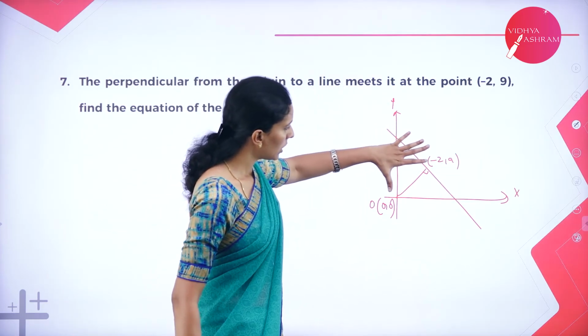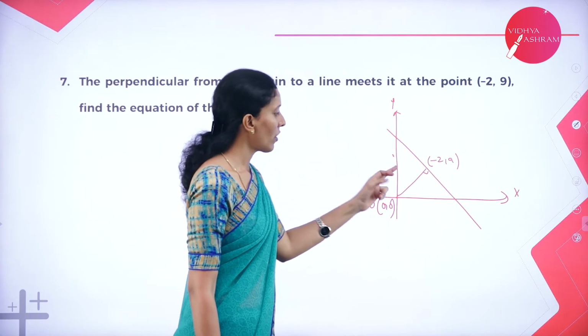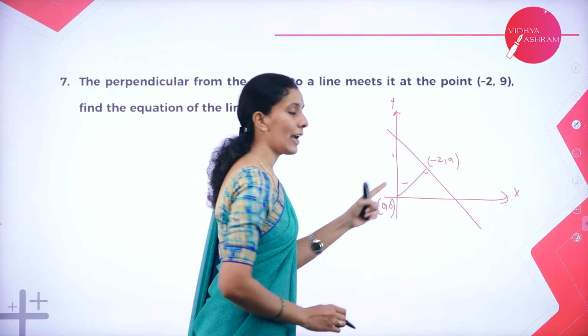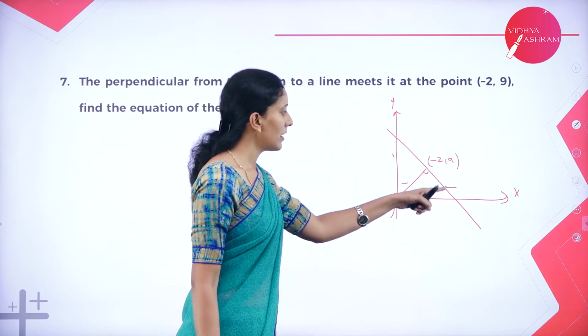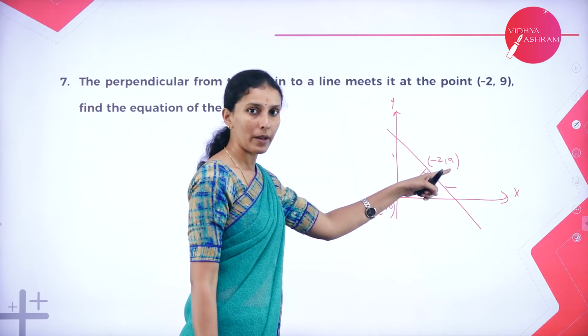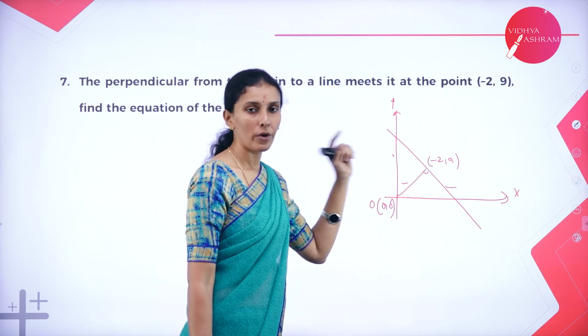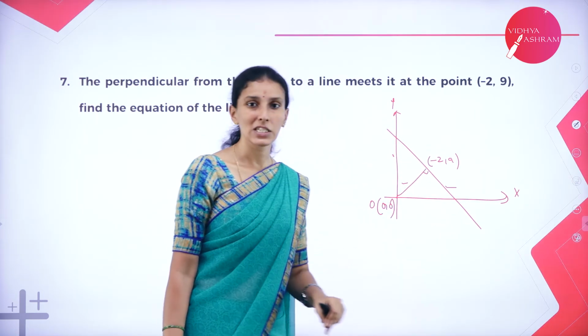So now I know the points through which this line passes, so I can find the slope of this line. When I find the slope of this line, I can also find the slope of the other line, and this line is passing through the point minus 2, 9. After finding the slope of the given line and the given point, we can use point slope form and find the equation of this straight line.